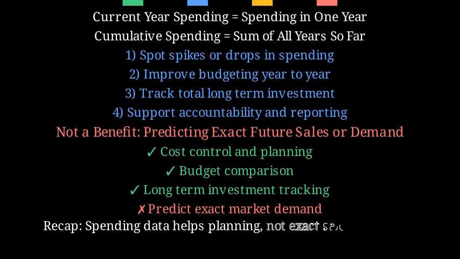Let's recap. Current year expenditures show what was spent this year. Cumulative expenditures show the total spent so far. These metrics are useful for tracking project costs, comparing budgets, and making long-range plans. However, they do not directly predict how many cameras or drones will be sold in the future. So the correct answer is, predicting exact sales or demand is not a benefit of current year and cumulative research and development spending. Thanks for watching, and great job working through the reasoning step by step.